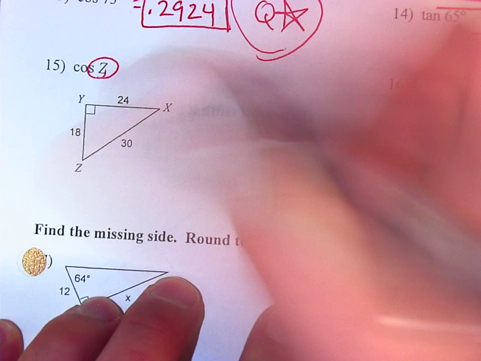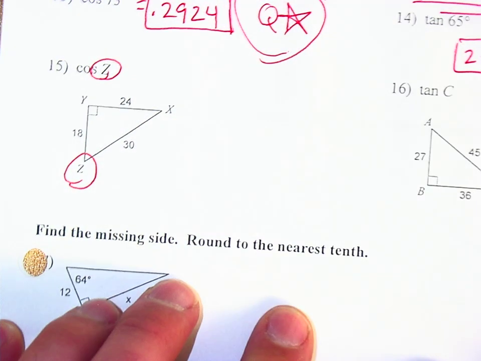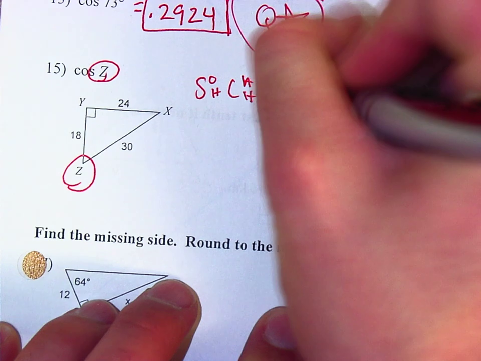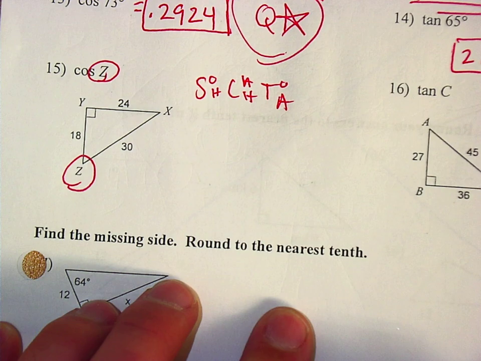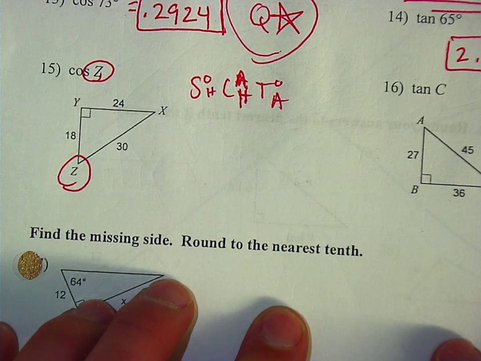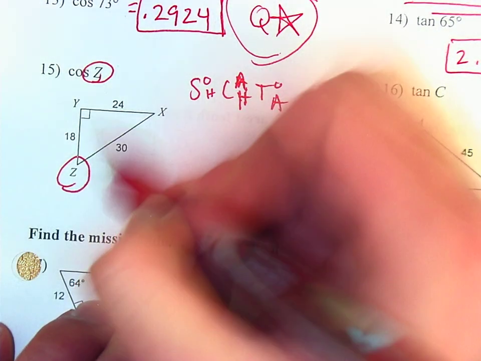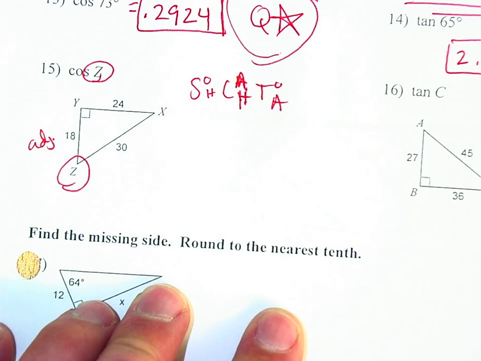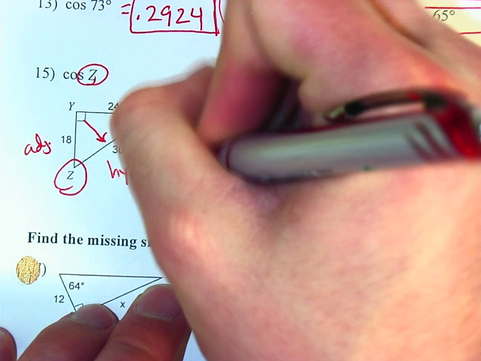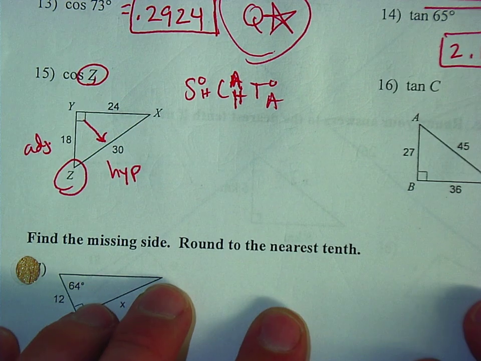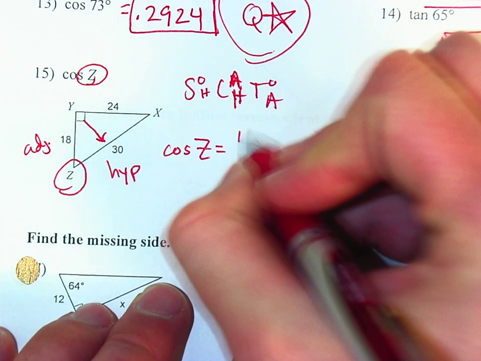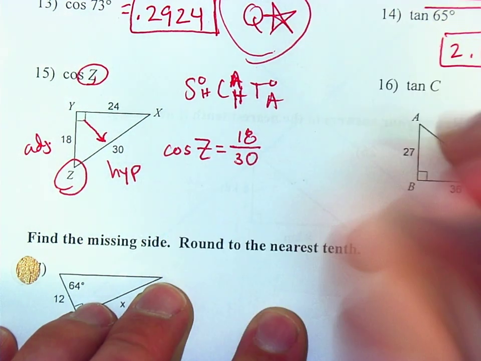They want cosine of z. Here's my angle z right there. Well, I know from SOHCAHTOA that cosine is adjacent over hypotenuse. Adjacent, and that's an A, by the way. This is an H. Adjacent over hypotenuse. Well, from z, the adjacent is here. It's next to it. And then my hypotenuse is always across from my right angle. So there's my hypotenuse. Well, the cosine of z is 18 over 30.